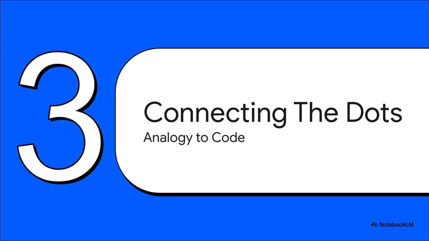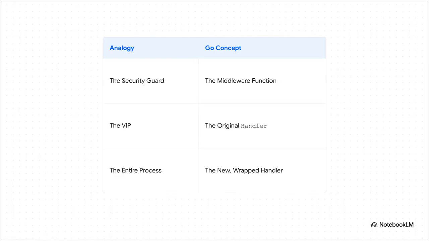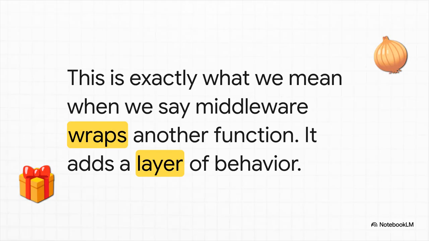Now, let's bring it all back to the code and connect those dots to that technical definition we saw earlier. And this is where it all comes together. The security guard, that's our middleware function. The VIP, that's your original handler, the code that does the real work. And the whole process, the guard doing their thing and then passing the visitor on to the VIP, that's the brand new wrapped handler. See how that works? So when you hear people say middleware wraps your logic, this is exactly what they're talking about. It's not changing your original VIP code at all. It's just putting a security guard in front of it. It adds a layer of behavior around the original function.